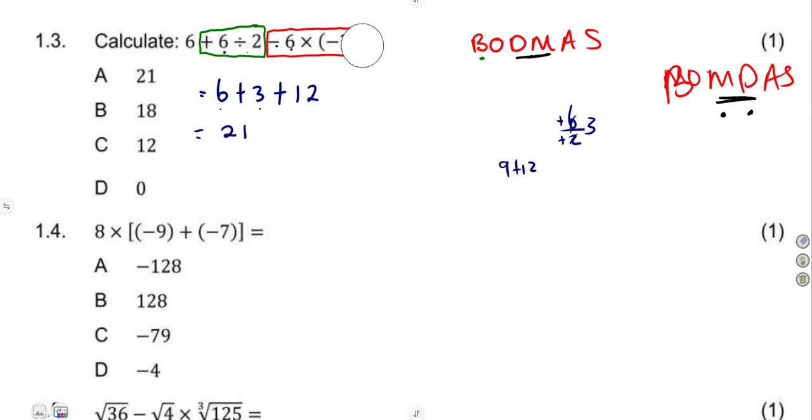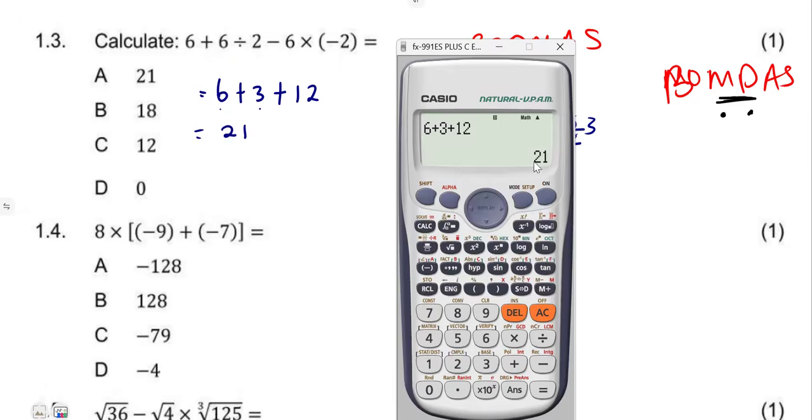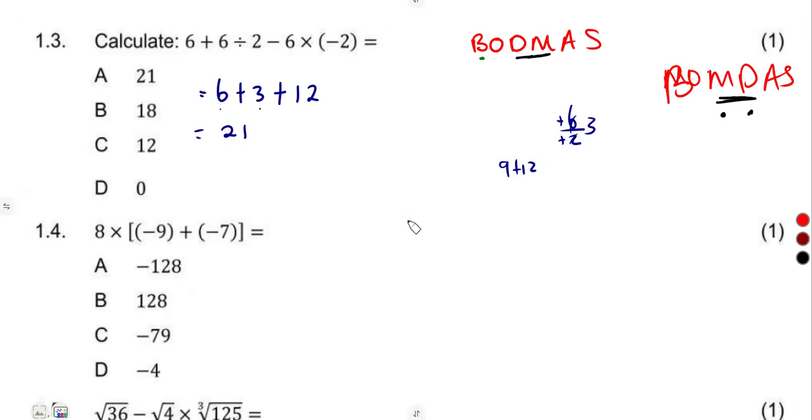We can also verify this. That's the importance of using a scientific calculator. We can verify this whole part as it is: 6 plus 6 divided by 2 minus 6, times a negative 2 like this. As it is, you can see that 21. All right, so the best answer was going to be A, which is 21.